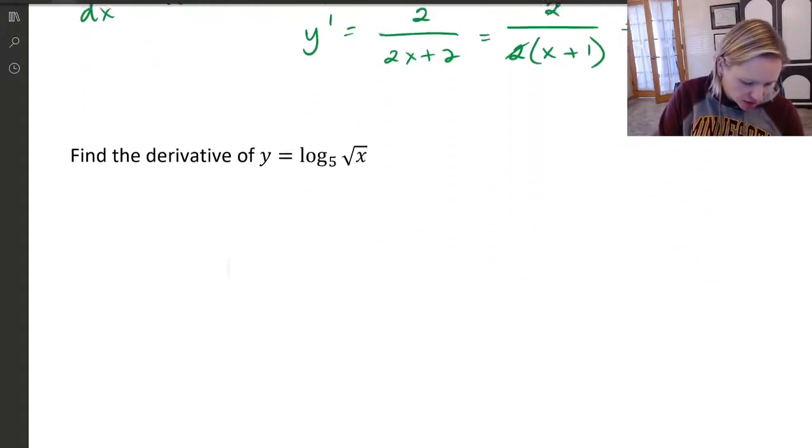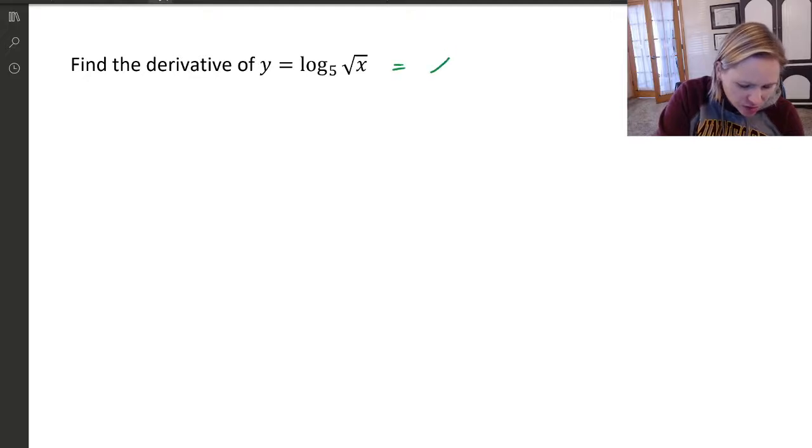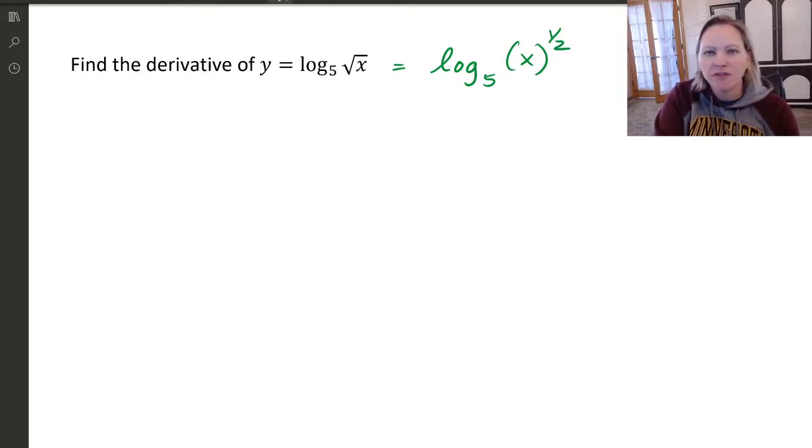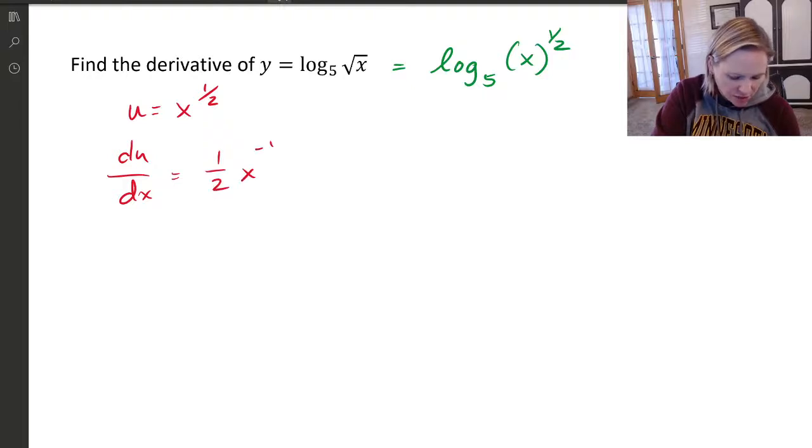So let's keep going. Let's find this derivative. Log base 5 of x to the 1, or x, square root of x. Now the first thing I'm going to do is rewrite this as log base 5 of x to the 1/2 power. And so that's going to help me identify what u is and find du dx. Here, u is x to the 1/2, so du dx is 1/2 x to the negative 1/2. So now I'm ready to use my logarithm formula and find my derivative.